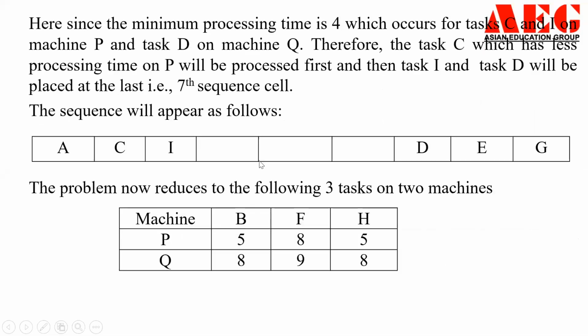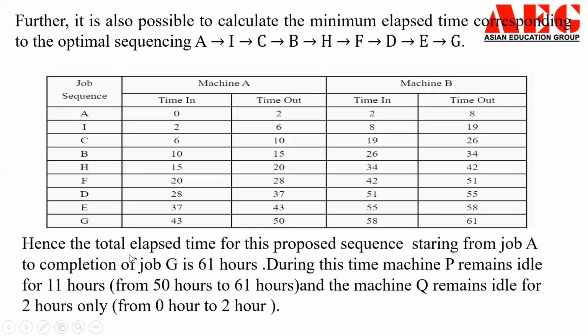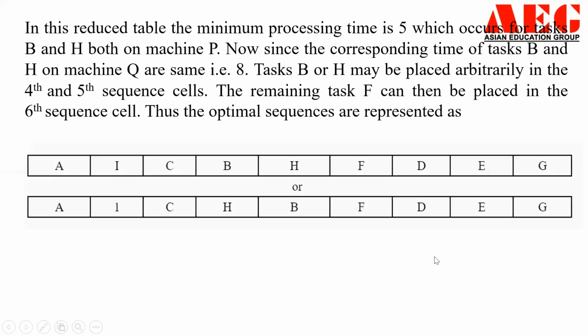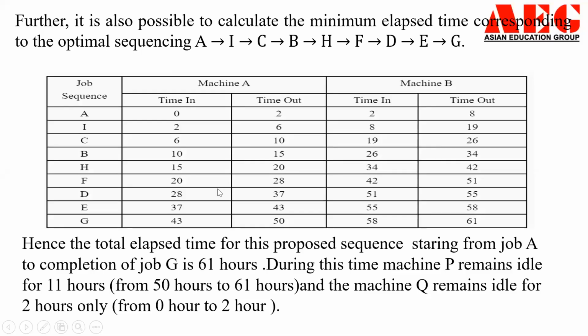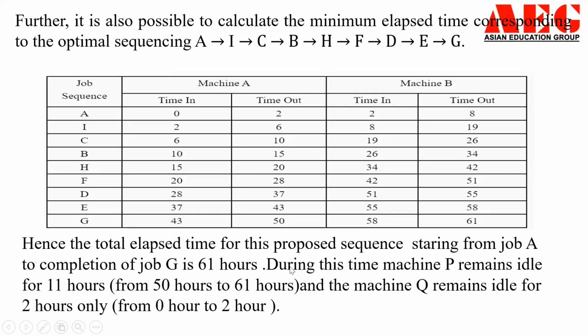Then 10 is for B. You have to check B's time, which is 5 on the P machine only, because we are talking about machine A. After 15, after this job B, the job H will be performed, and the time for H is of size 5. Then it will go on to 20, and then check F. F is of size 8, so after 20 it is 28, and so on. So you will create all these machine A jobs.